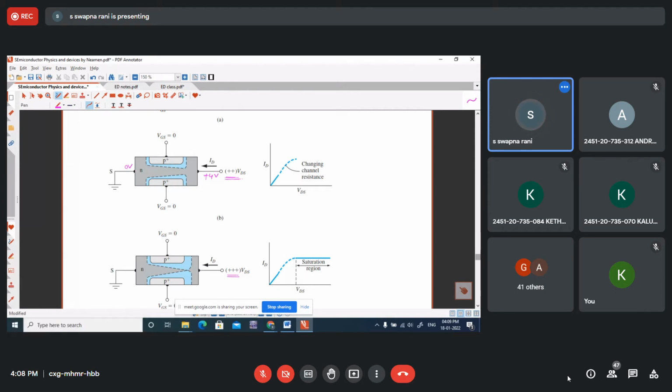Now, let us indicate some points, 1, 2, 3. From source to this point, let us say 1 volt. From source to this point, the potential drop is 2 volts. From source to this point, the potential drop with respect to source is 3. And source to drain, what is the voltage? 4 volts. Now, what will happen? Otherwise, I can draw here.